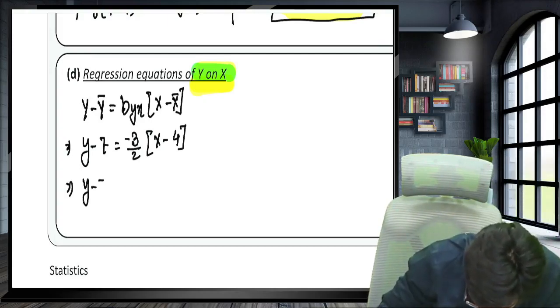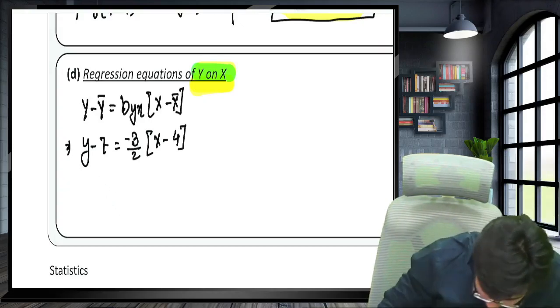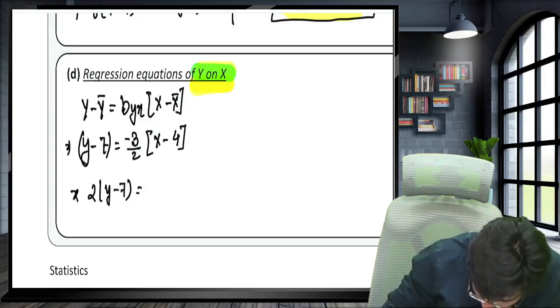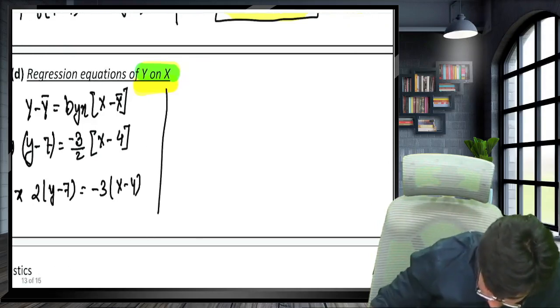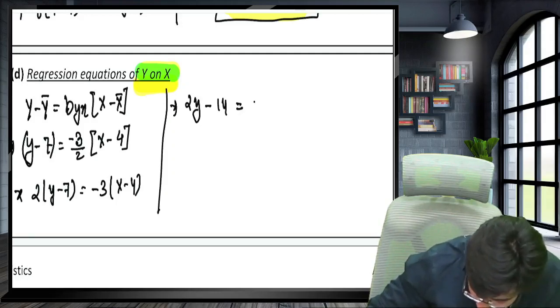Okay, let's solve this. You will take 2 over here. So when you take 2 here, it will be 2 into bracket y minus 7, equal to minus 3 bracket x minus 4. Guys, when you open the bracket, it will be 2y minus 14 is equal to minus 3x plus 12.